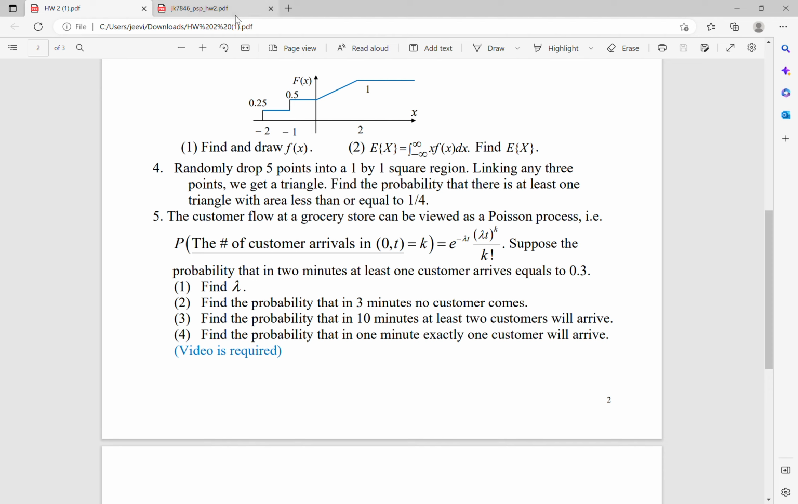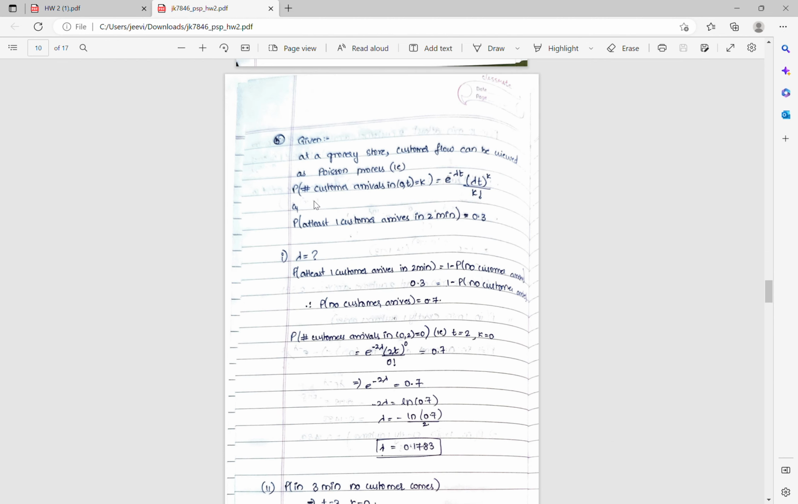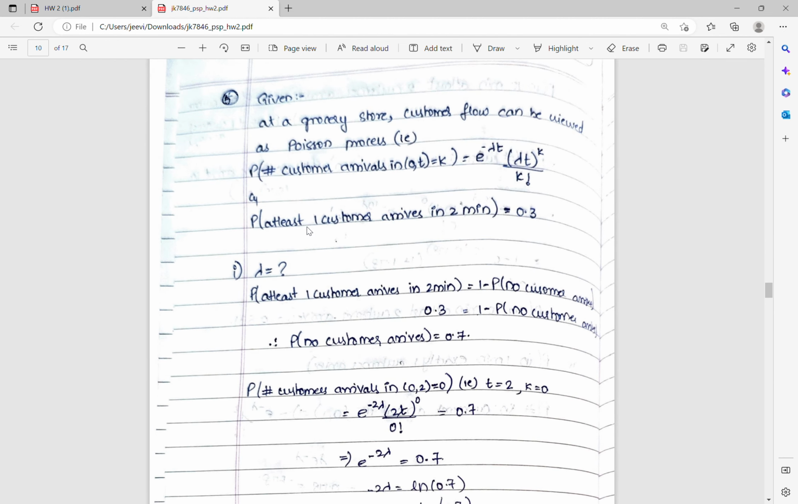So let's look at the solving of this one. At a grocery store, customer flow can be viewed as a Poisson process, where the probability that n customers arrive in (0, t] is equal to k, which is e^(-λt) (λt)^k / k!. We are supposed to calculate the value of lambda, and it's given that the probability that at least one customer arrives in 2 minutes is equal to 0.3.